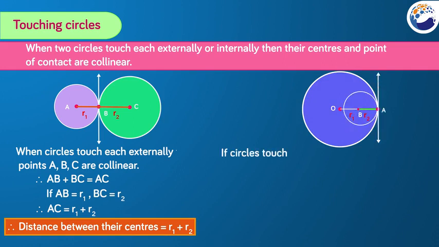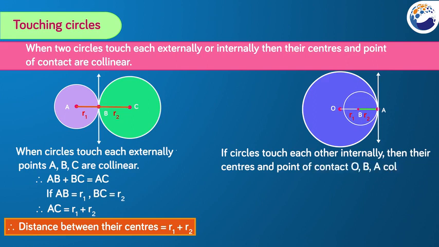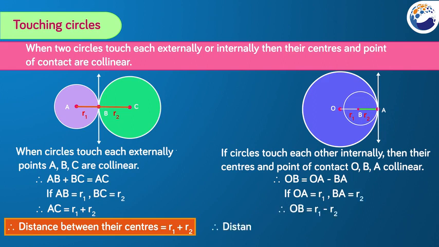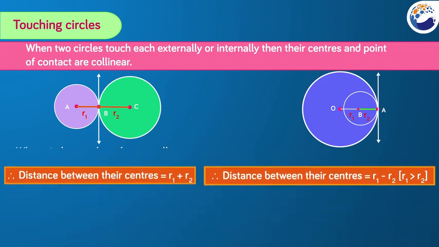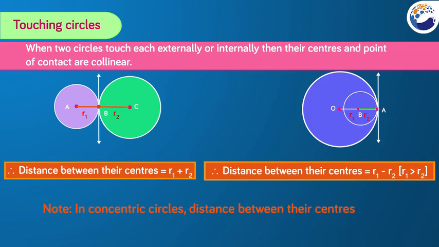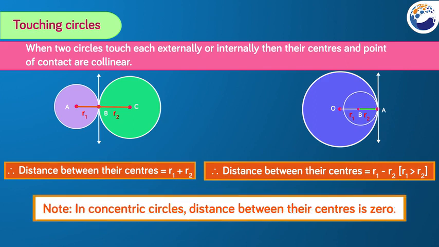If circles touch each other internally, then their centers and point of contact are collinear. Therefore, O, B, A are collinear. Therefore, OB is equal to OA minus BA. If OA is equal to R1, BA is equal to R2, therefore, OB is equal to R1 minus R2. Therefore, the distance between their centers is equal to R1 minus R2, since R1 is greater than R2. Note: in concentric circles, the distance between their centers is 0.